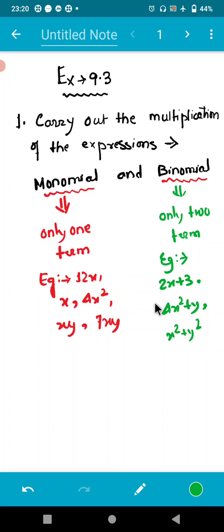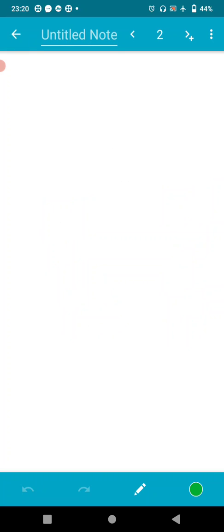So in each of these expressions you see there are two monomials, and these monomials are separated by a mathematical operation, that is either by plus or by minus. So the two monomials will be separated by either plus or minus. Okay, so these are all examples of binomial and these are all examples of monomial. Now let's do the first sum of question number 1. Now let's go to the next page.